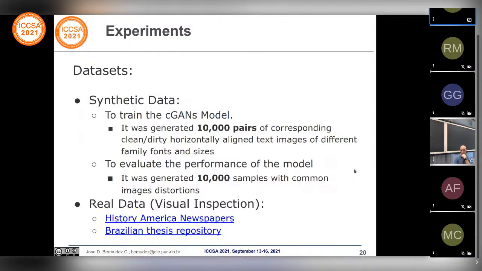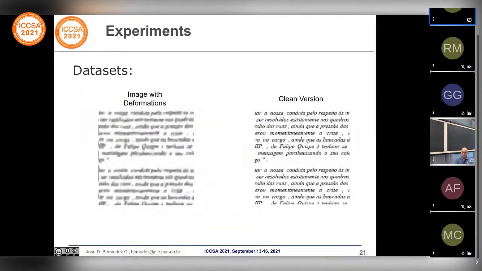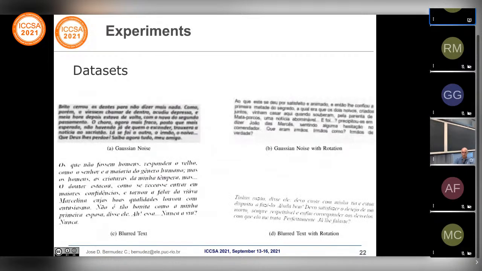For that, we extract some snips from datasets, the Historical American newspapers and the Brazilian thesis repository. Also, here on the left we have some examples of images with deformation. On the right, we have the corresponding clean version of this image. In another example of the transformations, we include in this image Gaussian noise with rotation, blurred text, and blurred text with rotation in some more cases.